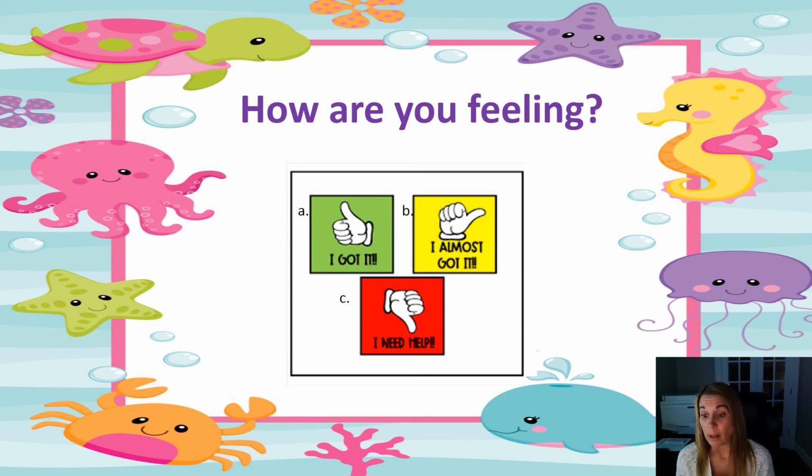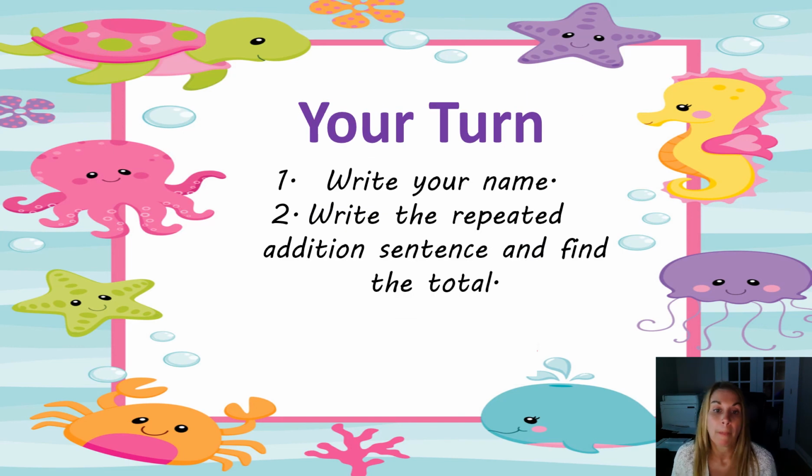I almost got it. I'm pretty good with the repeated addition, but sometimes I might add the amount of groups together instead of what is inside the groups, or see a thumbs down where they need a little more help. And this will help me to determine which breakout room they are going to go to, or if they're going to stay with me and work in a small group. So this would be their turn to go into the breakout room.